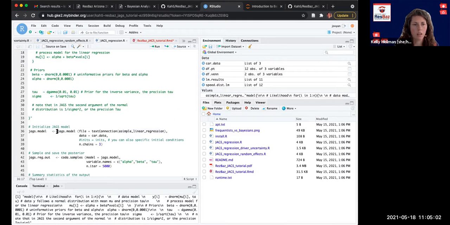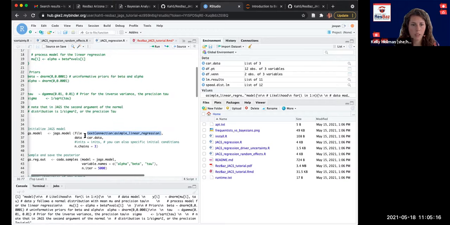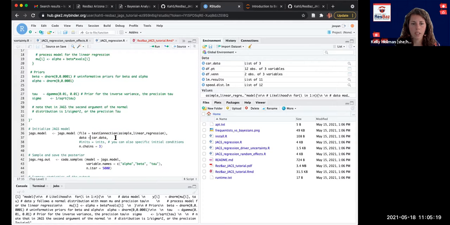And then we're going to initialize the JAGS model using this jags.model function. It wants a file, which we'll feed it the simple linear regression object. The data is that list of car data. You can supply initial conditions, but we're not going to do it here. Another thing that you probably want to supply is the number of chains. What JAGS is going to do is draw a bunch of random samples, and it can do multiple sets of that at once.